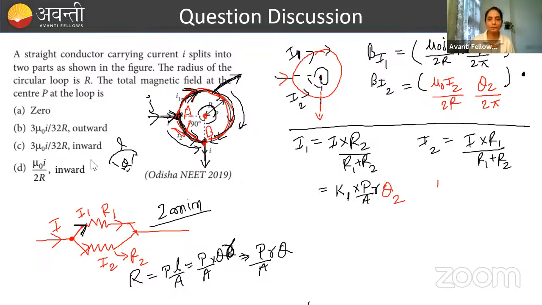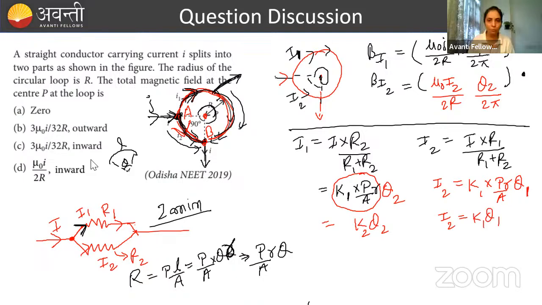If you are going to calculate I2 here, so I2 value will be how much, I by R1 plus R2 को K1 लिया, K2 theta 2, and this is I2 is how much, K1 theta 1. Now put these two values in the above expression. If you are going to put the value of I1 in from here, what it will be, put it carefully.